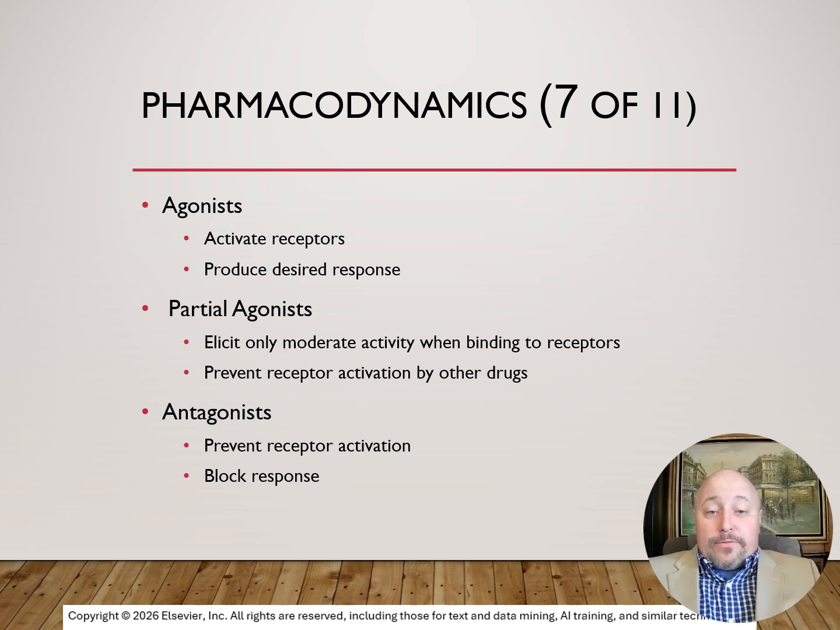Another aspect of pharmacodynamics are things like agonists, which activate receptors and produce desired responses. They could also be partial agonists that elicit only moderate activity when binding to receptors and work to prevent receptor activation by other drugs. They could also be antagonists, which prevent receptor activation and block any response from those receptors.